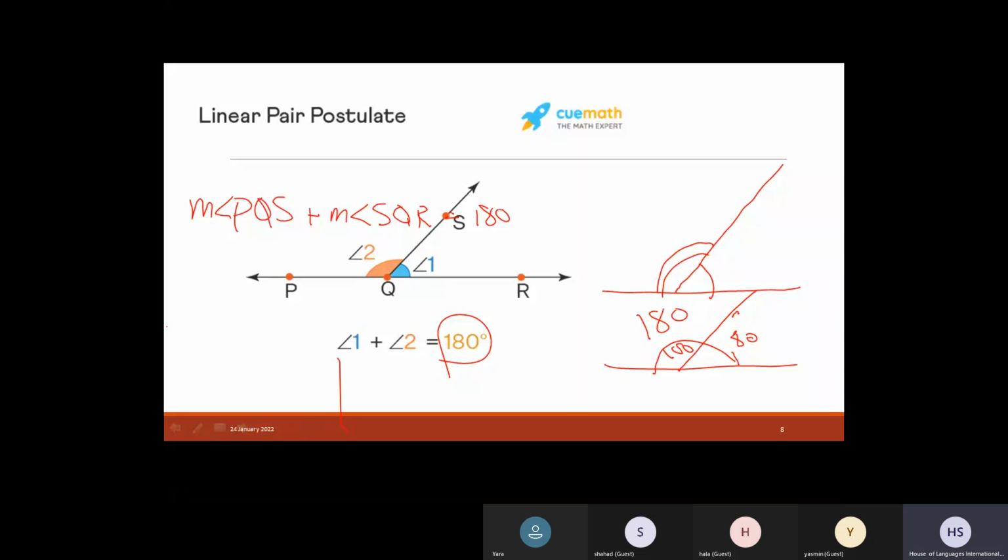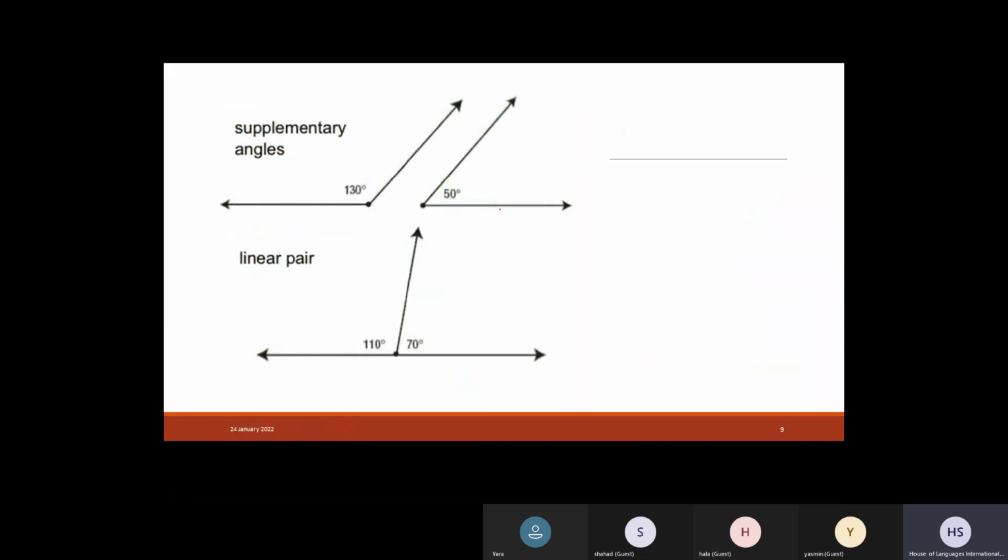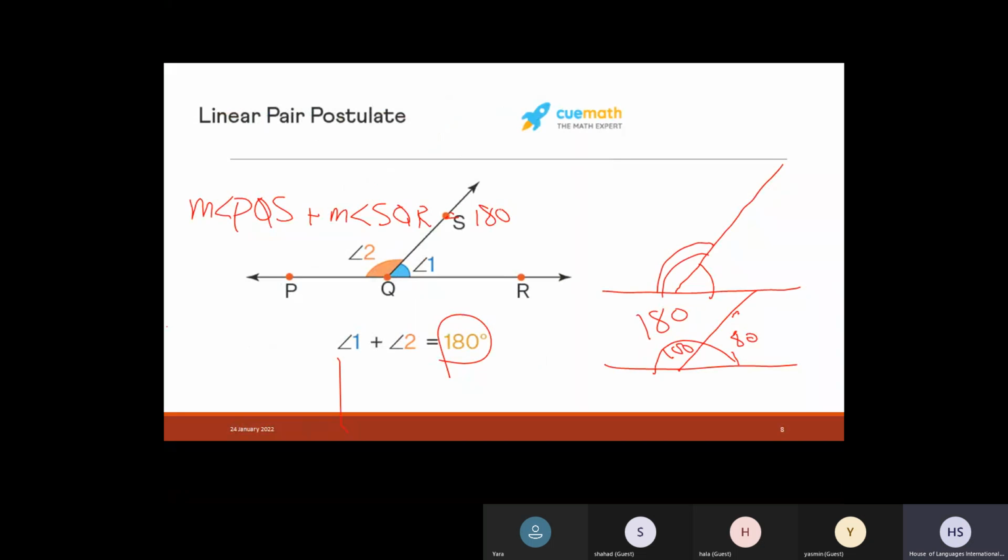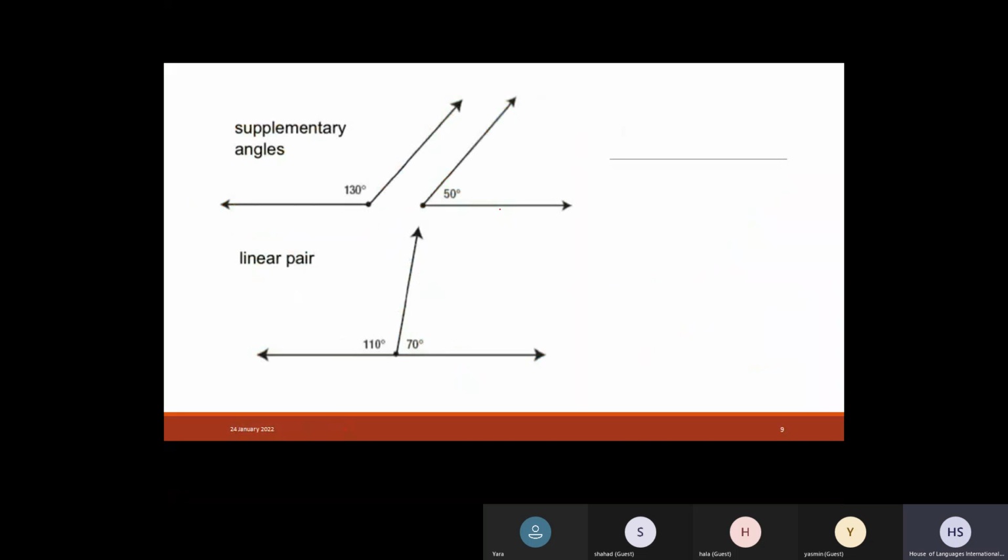No, I give you angle 1 as 100, or 90, or 70. What is the measure of angle 2? You will subtract 180 minus 70, you will say 110. So the measure of angle 2 is 110. Now, the third one. Yeah, this is the same here.